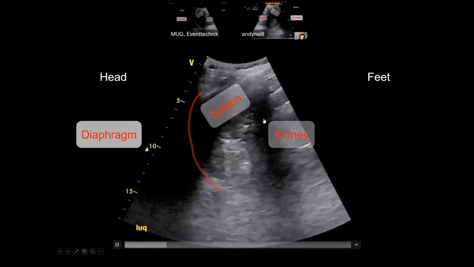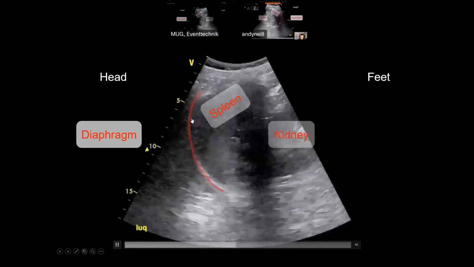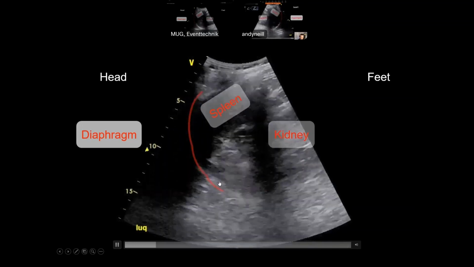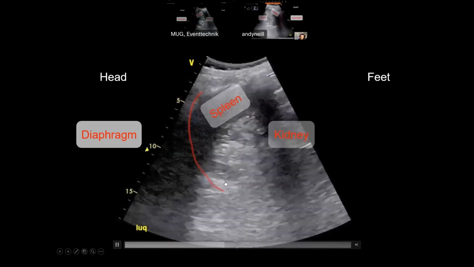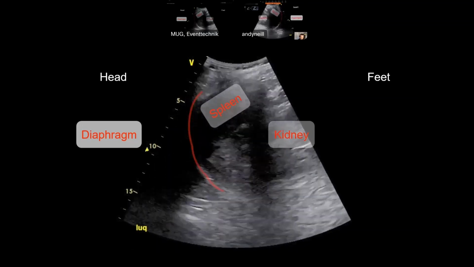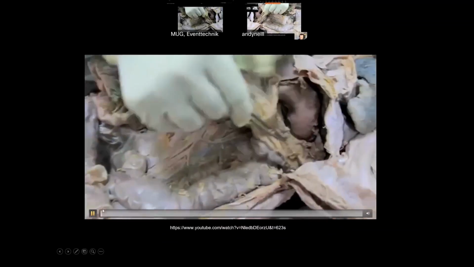Where you find free fluid in the left upper quadrant, the first place you'll see it is between the spleen and the diaphragm. So you tend to have to go a little bit higher with your FAST scan and a little bit more posterior to get above and see that diaphragm, because that's where the free fluid is going to be. In this dissection video, let me just get it to play.